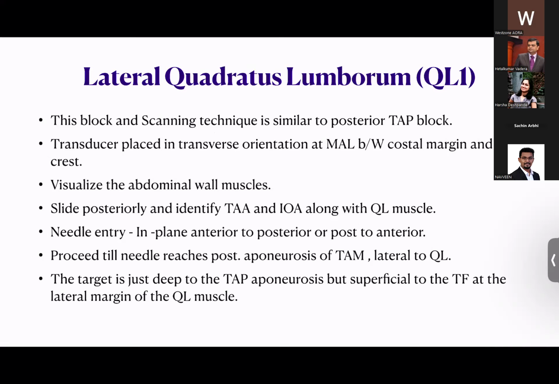Now we come to lateral QL. The scanning for lateral QL is similar to that of the posterior TAP block. That is, we place the transducer in transverse orientation at the mid-axillary line between the costal margin and the iliac crest. Appreciate all three muscles of the abdomen. Go posteriorly to find their insertion, and along with it the QL muscle, which would be appreciated as a triangular muscle, which would be the most hypoechoic muscle. The needle entry would be in plane, anterior to posterior or posterior to anterior.